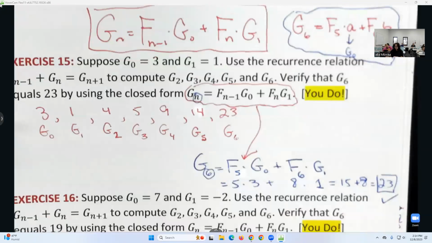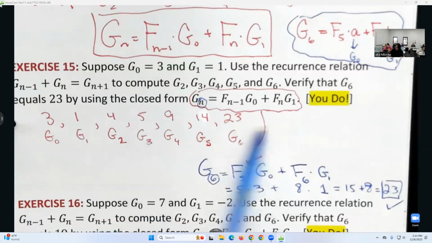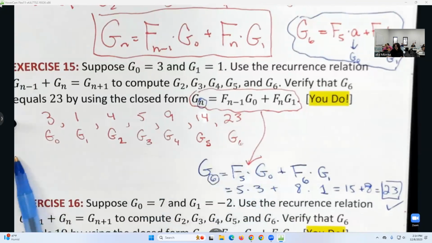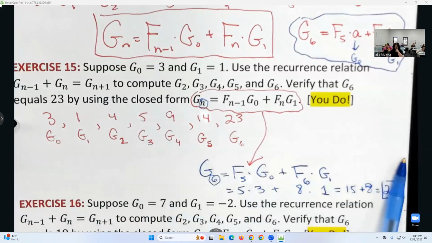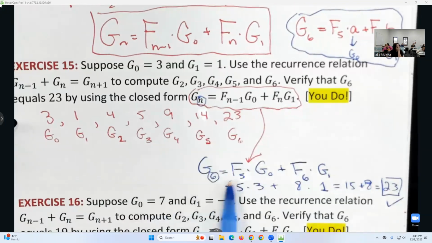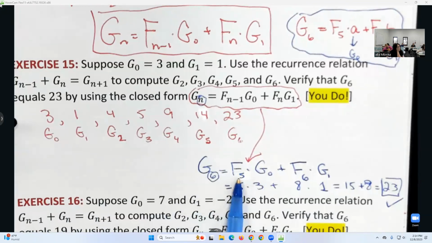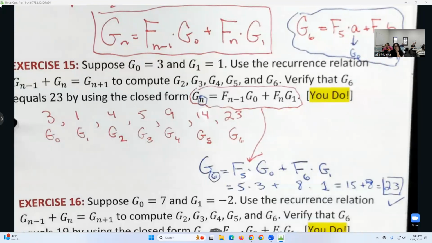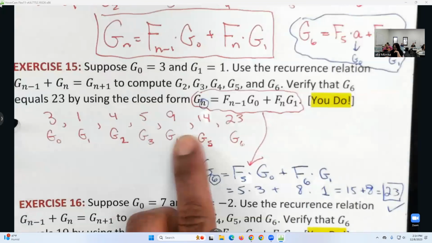So, in homework, if you're asked to find the 17th term of something, you can write them all out, which is hellaciously long, or you can just say G17 is F16 times G naught plus F17 times G1. You know, that's the point of the closed form, to simplify your life so you don't have to find all the terms beforehand.